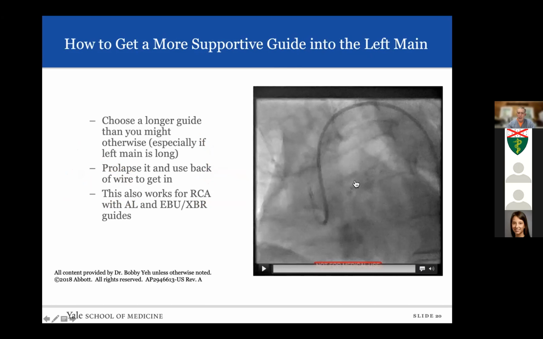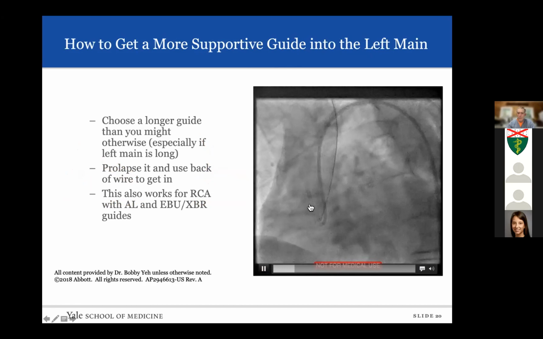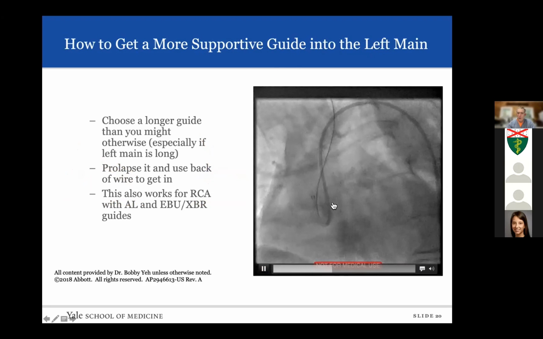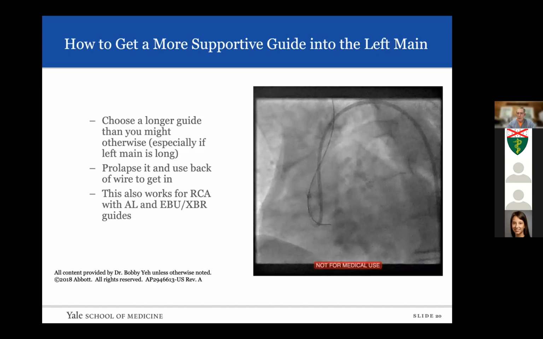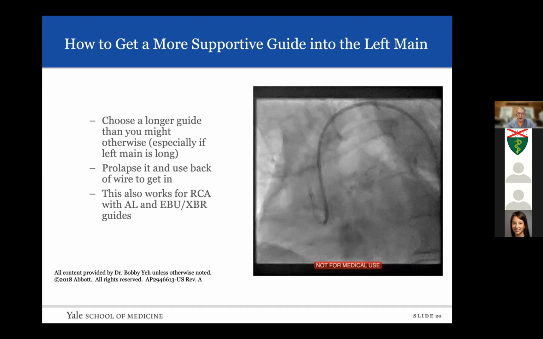So I'm going to let that play one more time here. So here's the stiff wire. Here's the guide here, clocking it around, pushing the wire down so it pops this tip down and pulling it up a little bit. And now it's deep and strong in the coronary artery. So this works for the EBUs as well as the ALs and XB rights. So you can use it on both sides.